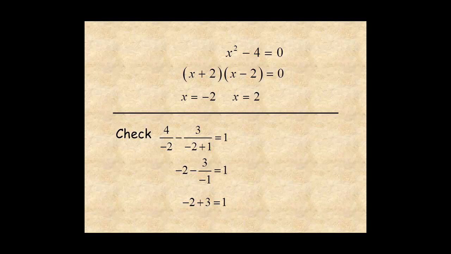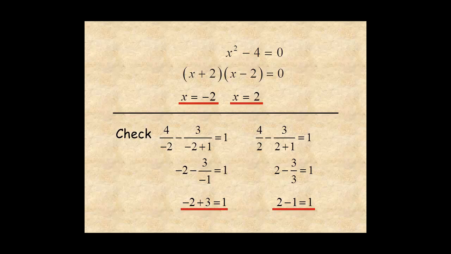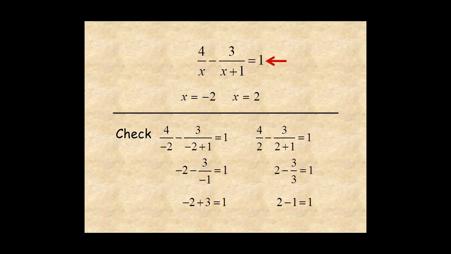Then check x equal positive 2. Substitute x equal 2 in the equation. 4 divided by 2 is 2. And 2 plus 1 is 3. Then 3 divided by 3 is 1, and since 2 minus 1 is equal to 1, the solution checks. So the equation has two solutions, x equal negative 2 and x equal positive 2, and they both check.